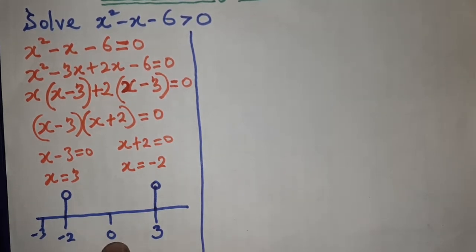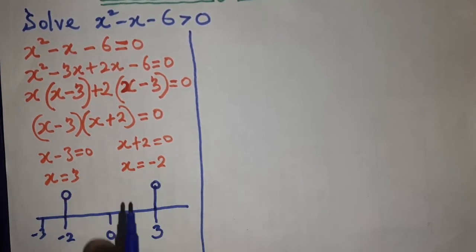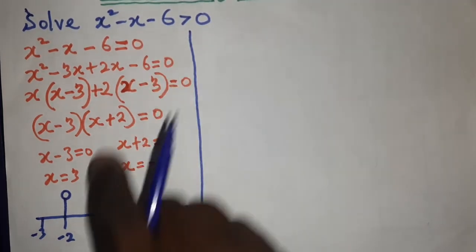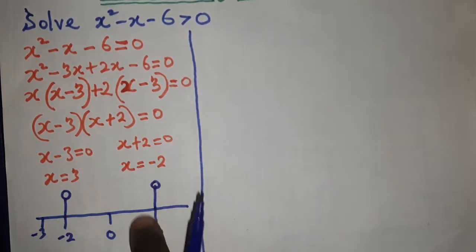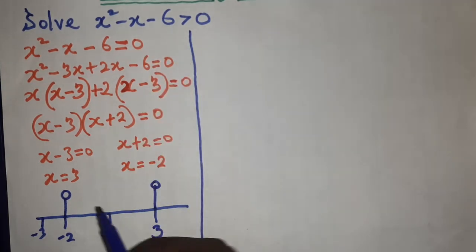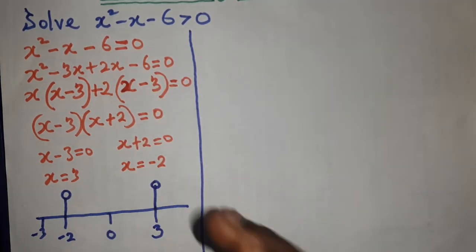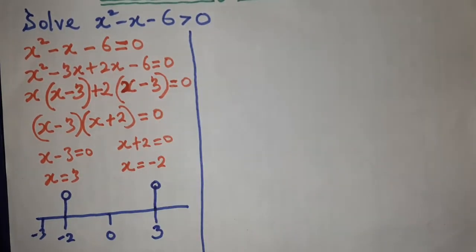And I will also test here, because I won't leave this region out, because I have 1, 2, 0, minus 1, and so on in this region. So I could pick 0 to see if it will work out. If 0 makes the inequality true, it means every other number in this region will make the inequality true, and then I can draw my line here to show that the regions here make the inequality true.